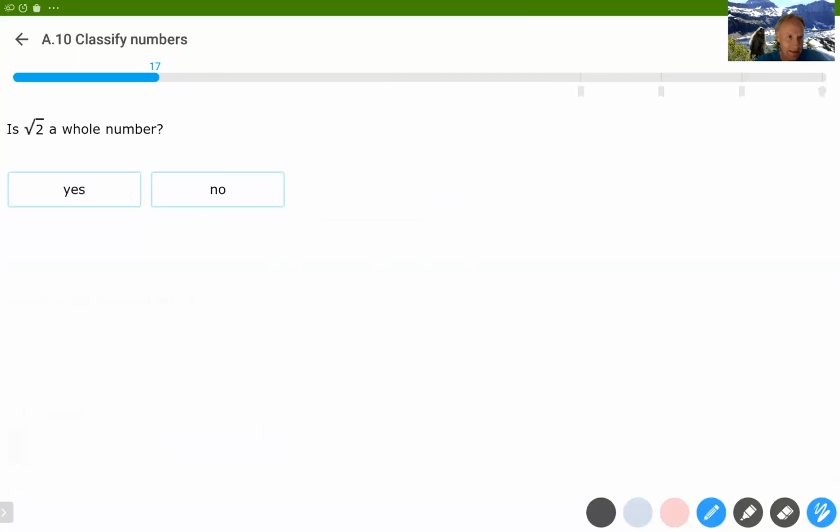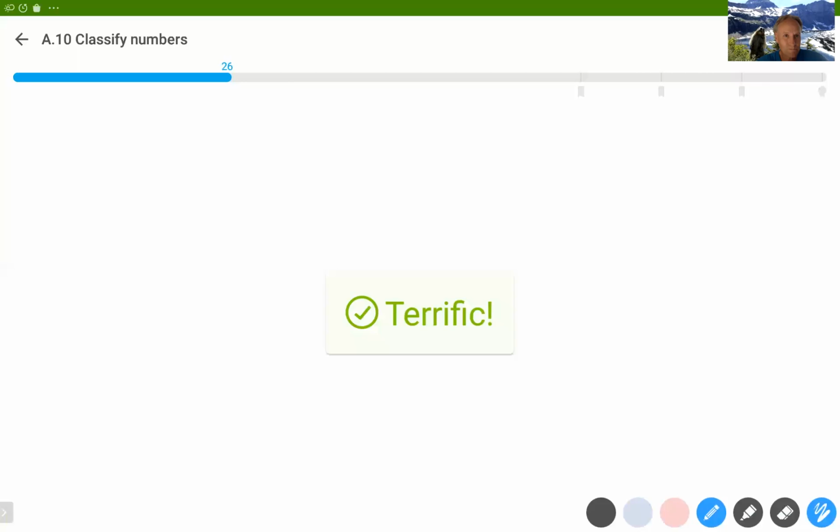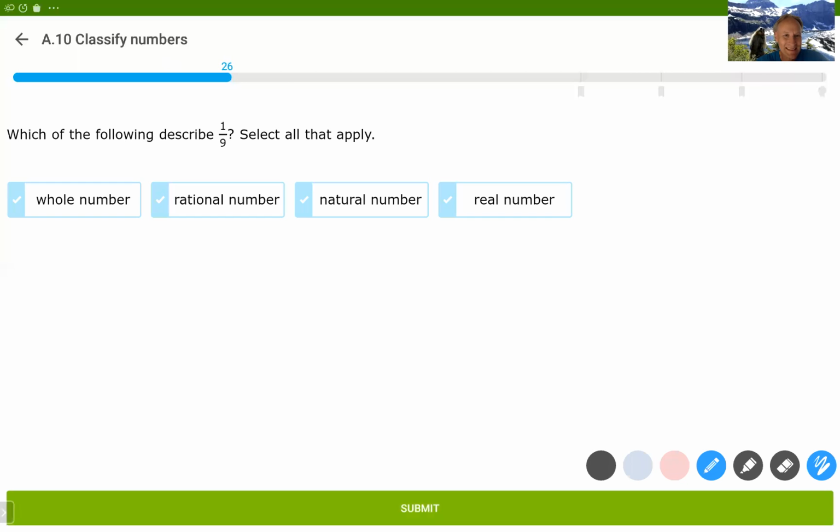All right. Is the square root of 2 a whole number? No, it's not. 2 is a whole number. The square root of 2 is an irrational number. Which of the following describe 1/9? It is rational and it is real. That's it.